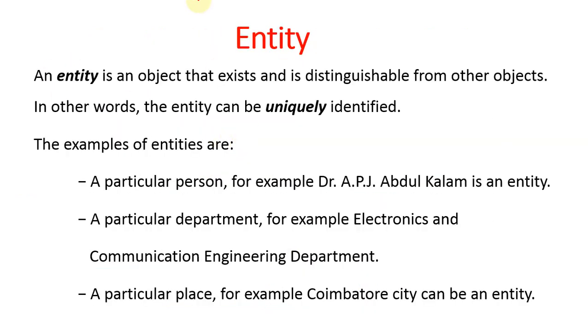Next, what do you mean by entity? An entity is an object or a thing that exists and is distinguishable from other objects. In other words, the entity can be uniquely identified. Every entity in the world is unique. Every thing or every object is different.